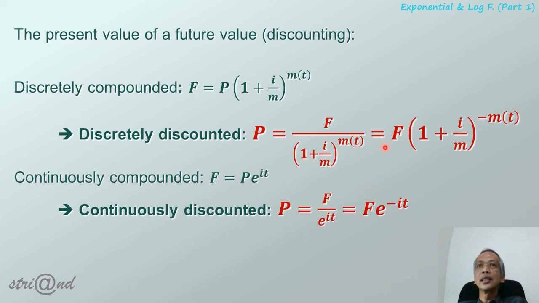Okay, so this is the formula for finding present value of a future value when it is discretely discounted. So m is, for example, 2 when it is semi-annually, m is equal to 4 when it is discounted quarterly, and when it is continuously discounted, this is the formula, F divided by e to the power of it.